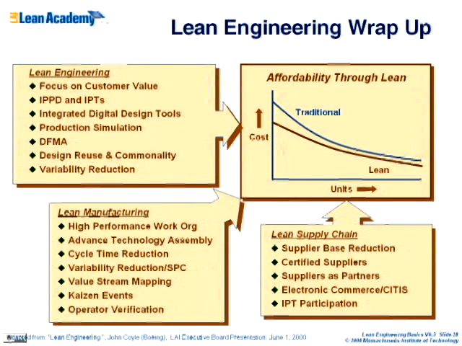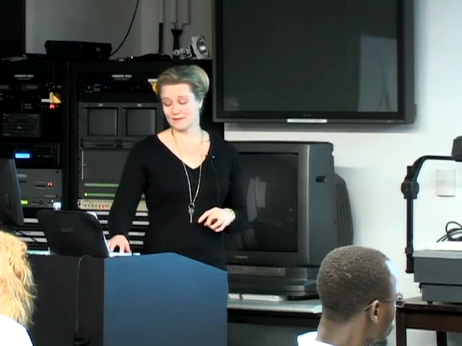So just to wrap up, we talked in this module about lean engineering and how lean engineering can enable lean manufacturing, and how working with the supply chain, all these three things can come together to create affordability of our products across the enterprise through the application of lean, by reducing costs per unit as we go down the assembly line.